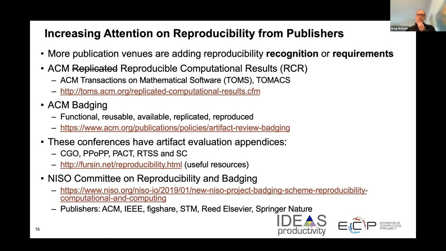NISO have also set up a committee on reproducibility and badging. I think it was set up in 2019. They put out a report in 2021 that provides some recommendations on standardizing badging. It's pretty close to what the ACM badging scheme is, and it's not surprising because ACM was part of that committee, as well as some other organizations. That report's available. I think that committee is still working on this, and is looking at taking feedback from that original report and producing better standards in this area.